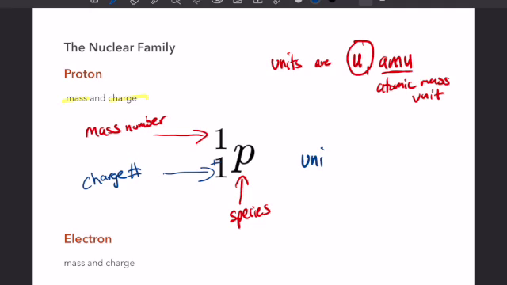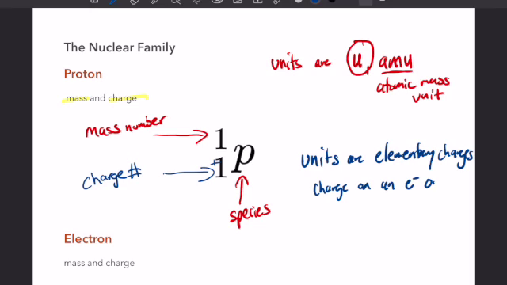And the units of charge are elementary charges. And elementary charges are defined as the charge on an electron or proton. The symbol for charge is Q. So that's proton. It has a mass number of 1 and it has a charge number of 1.